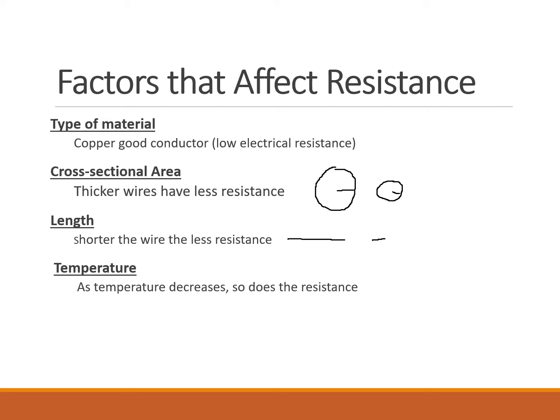And finally, temperature. If it's hot, we have a decrease in resistance. Okay, so electrons can flow better when it's hotter. So these are four factors that affect resistance that you're going to need to know.